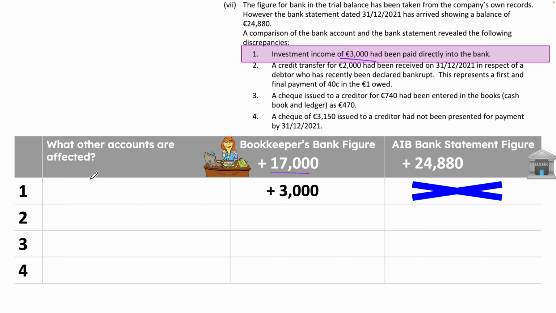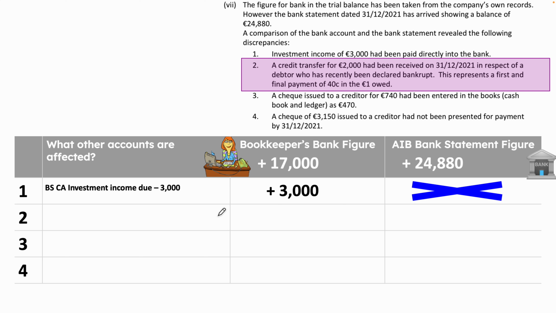Now, what other accounts are affected? Well, we need to record that investment income has been received. So we will say investment income due, we're going to reduce that by 3,000. So in the balance sheet, current assets, investment income due minus 3,000.